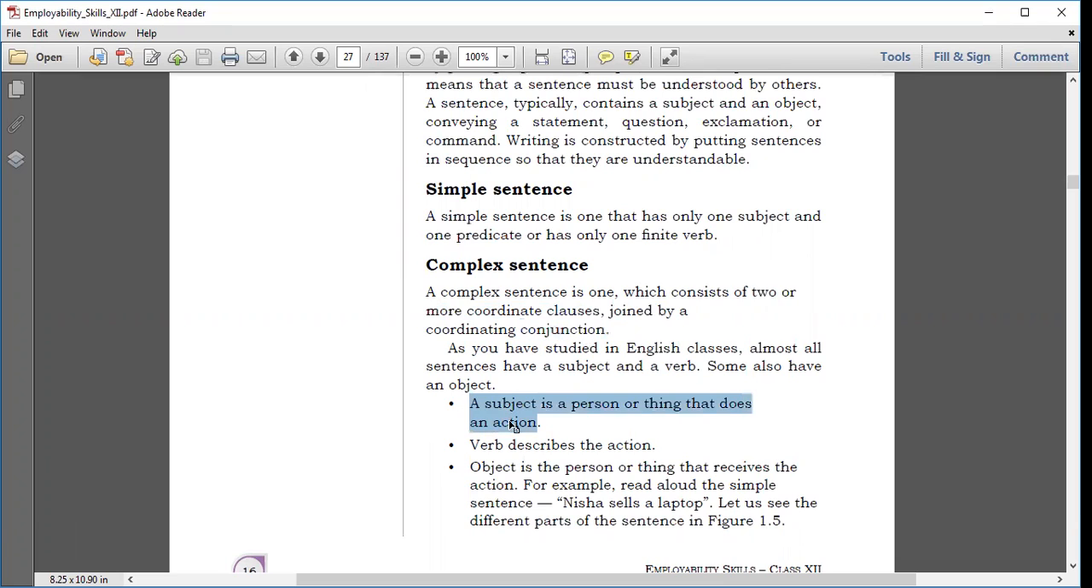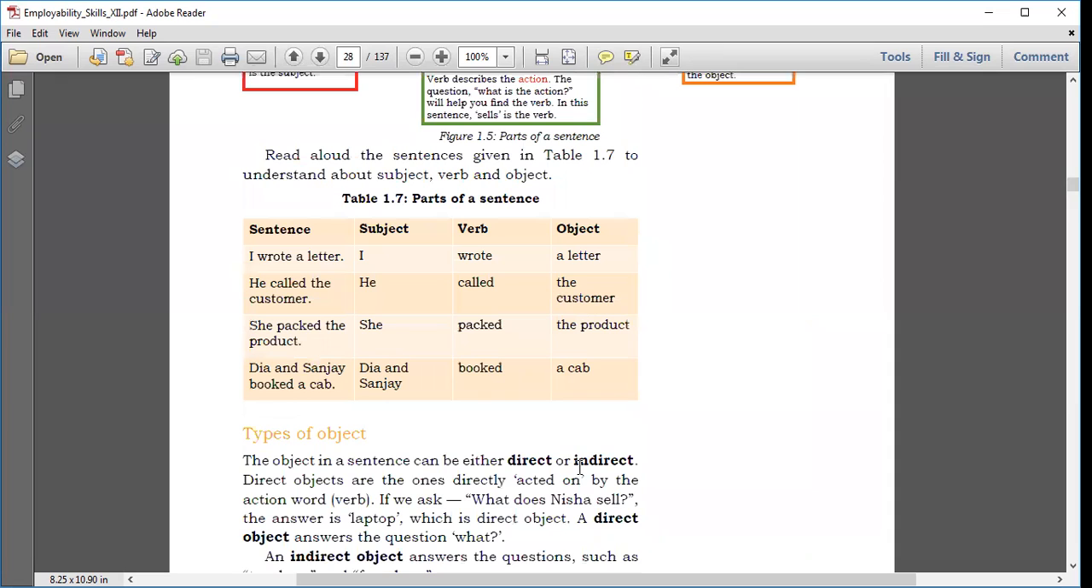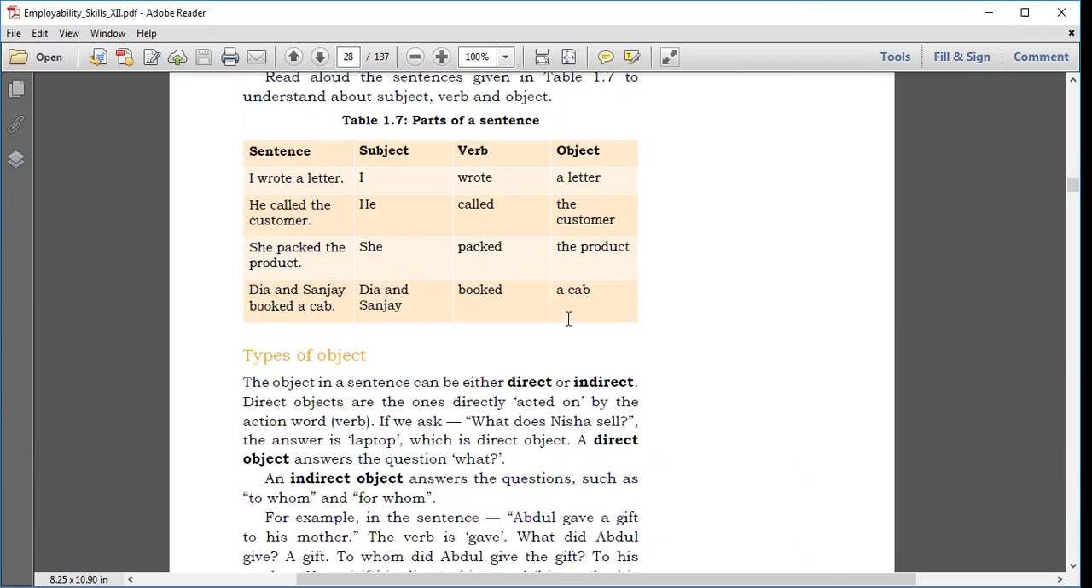Subject is the person or thing that does the action. Verb describes the action. Object is the person or thing that receives the action, right? जैसे निशा sells a laptop. तो यहाँ निशा यहाँ पे subject है, sells यहाँ पे verb है, and laptop is the object here, right? I wrote a letter. I is subject, wrote is the verb, a letter is the object.